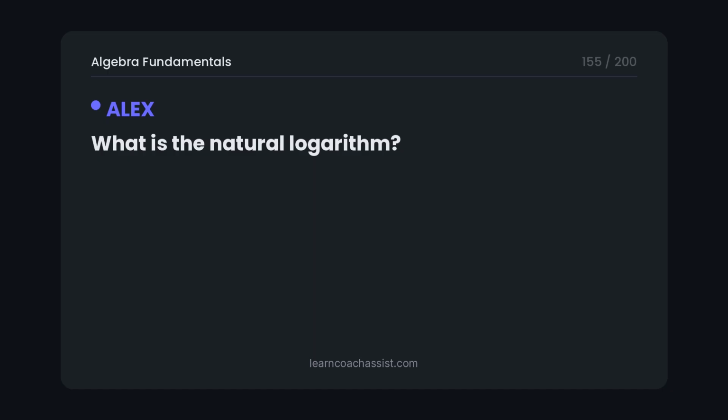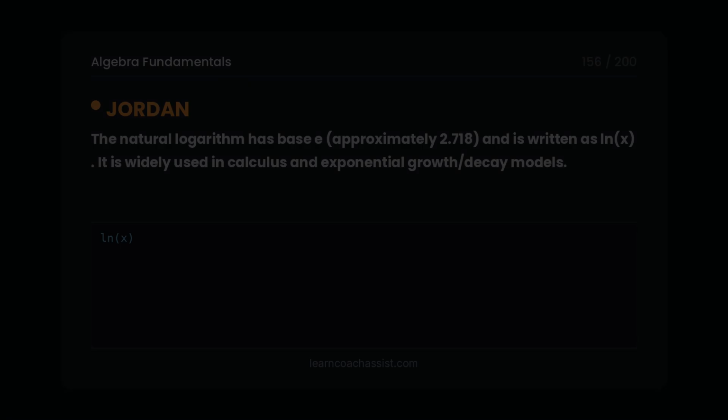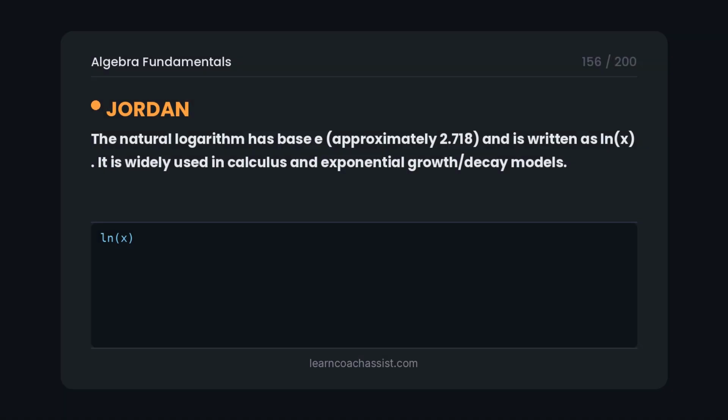What is the natural logarithm? The natural logarithm has base e, approximately 2.718, and is written as ln x. It is widely used in calculus and exponential growth and decay models.